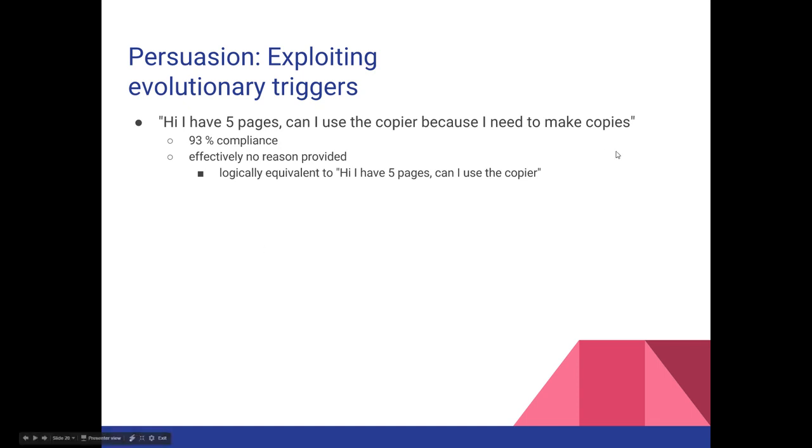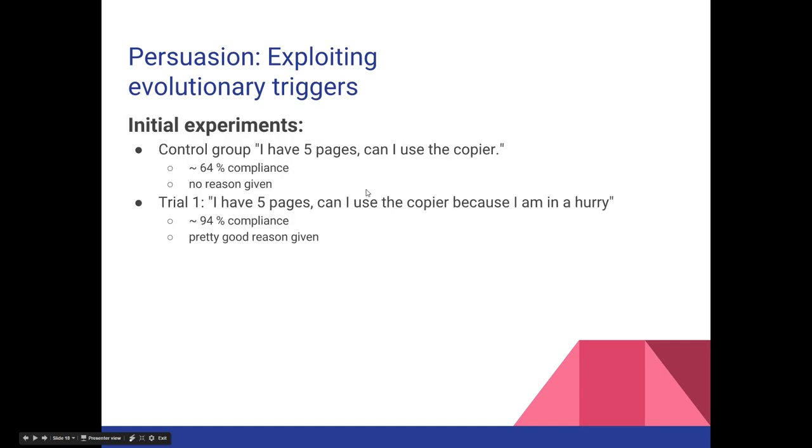There's not a reason. The "because" is restating the request. It's circular logic. It's a specious reason, and throughout the experiments it had a 93% compliance rating. It is logically equivalent to, "Hi, I have 5 pages. Can I use the copier?"